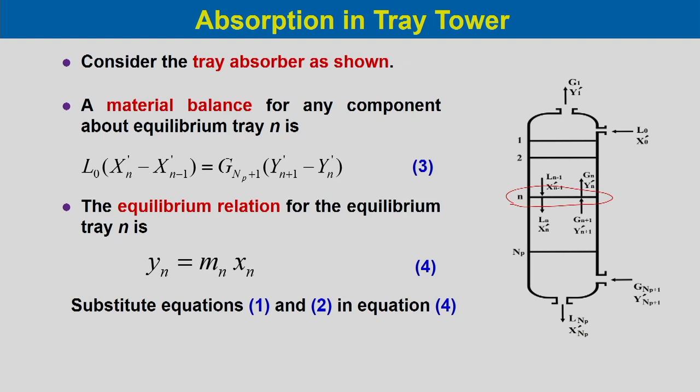So, now if we substitute equation 1 and equation 2 in equation 4, equation 1 and equation 2 is basically the mole ratio we have calculated based on the known inlet flow rates. So, if we substitute in equation 4 over here, we will essentially get capital Y_n' G_{n p+1} by G_n would be equal to m_n x_n' into L_0 by L_n.